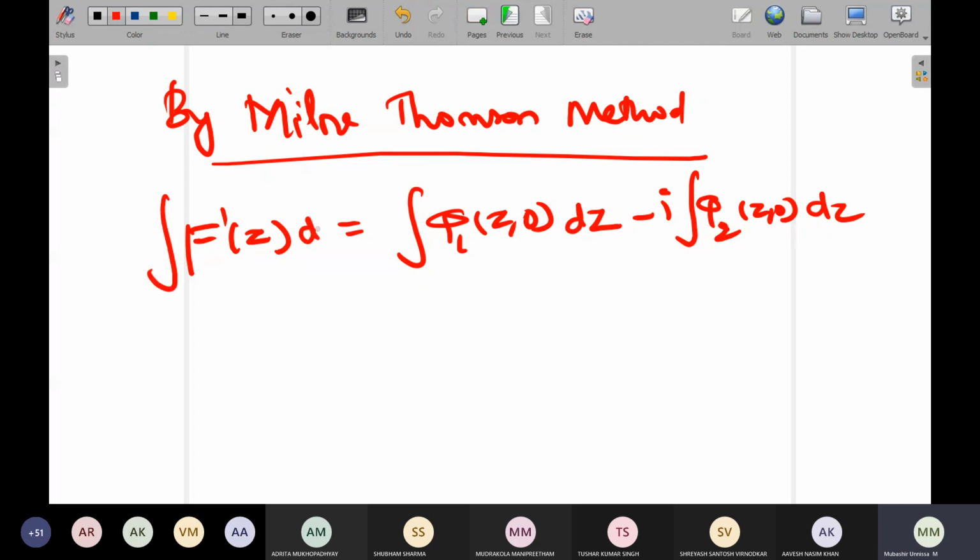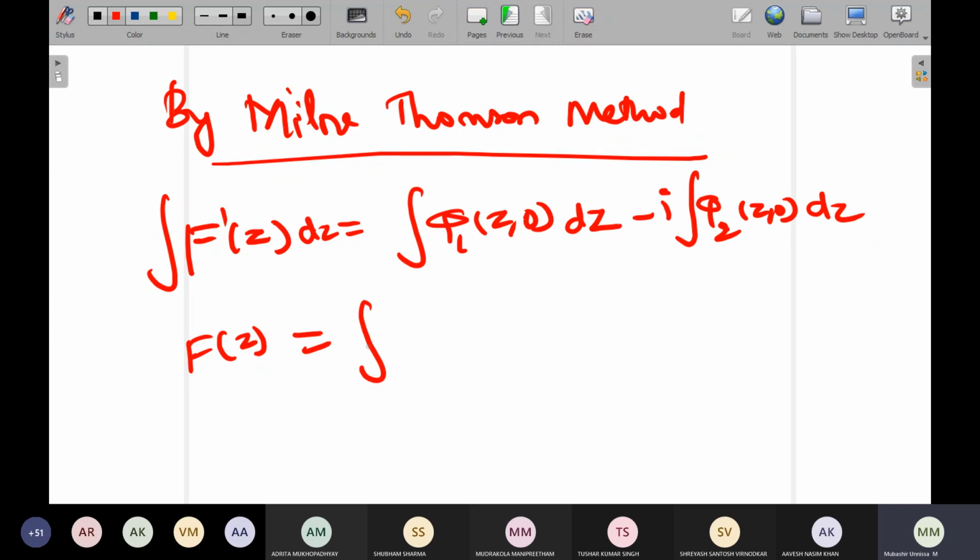Shall I write this step? I can directly write it. So integral of f dash of z dz will be equal to pi 1 of z comma 0 into dz minus i into pi 2 of z comma 0 into dz. Okay. Now substitute it. When you integrate this, this will become capital F of z.